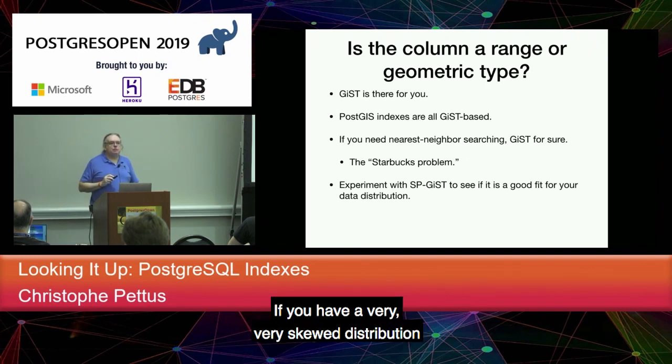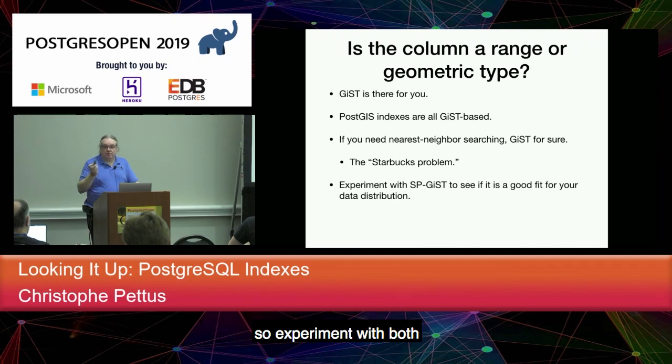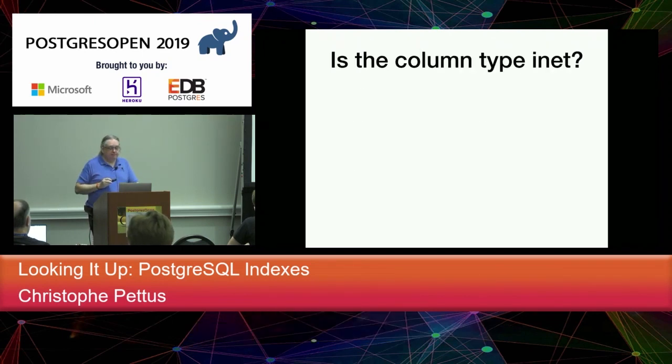If you have a very, very skewed distribution where the data points are not particularly random, SP-GiST is sometimes a better choice. So experiment with both and see which you get better performance on, assuming SP-GiST supports your data type.